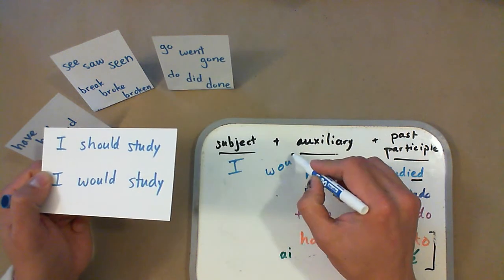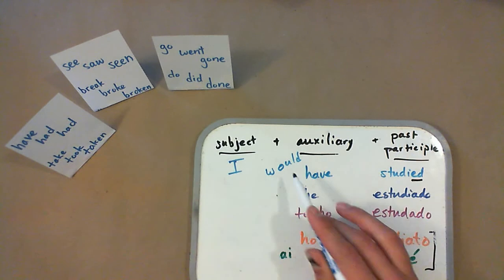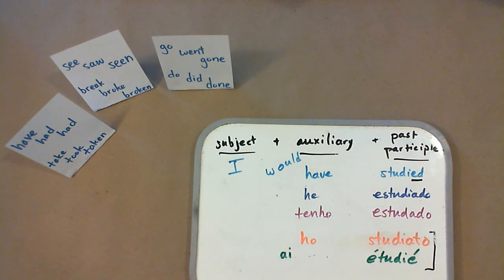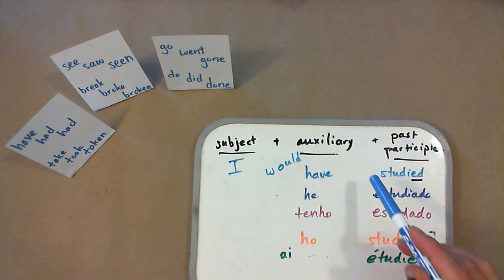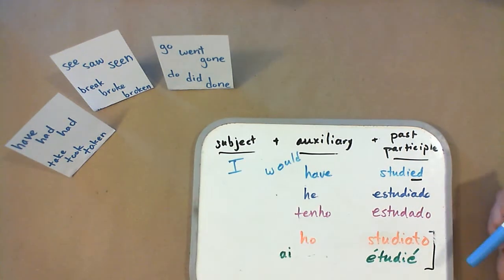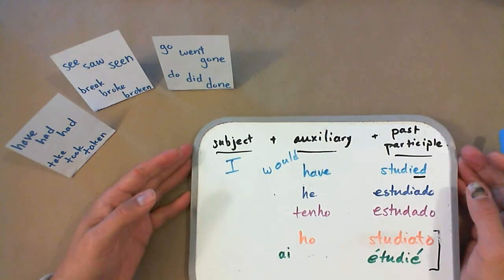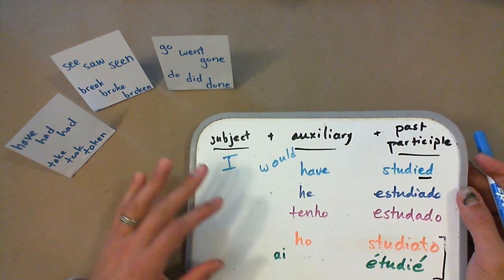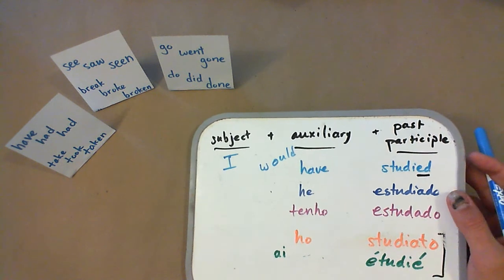And there's so many different ways you can change this. I might have studied. I may have studied. I will have studied. But if you don't know this basic form, I have studied, then you can't make any of those other more complicated things in English. And it goes the same for the other languages too.